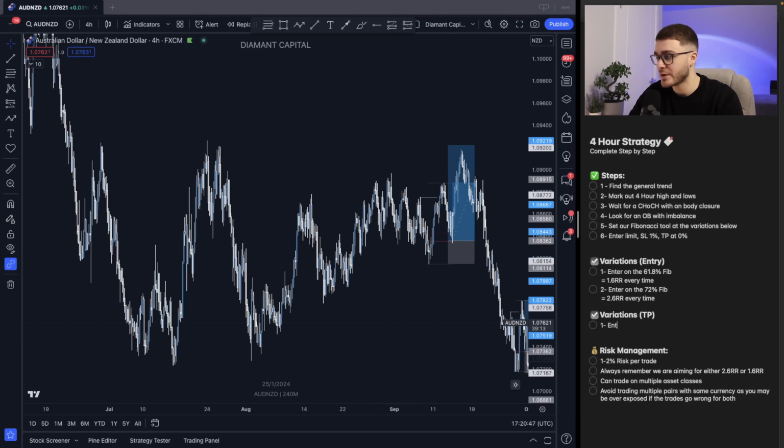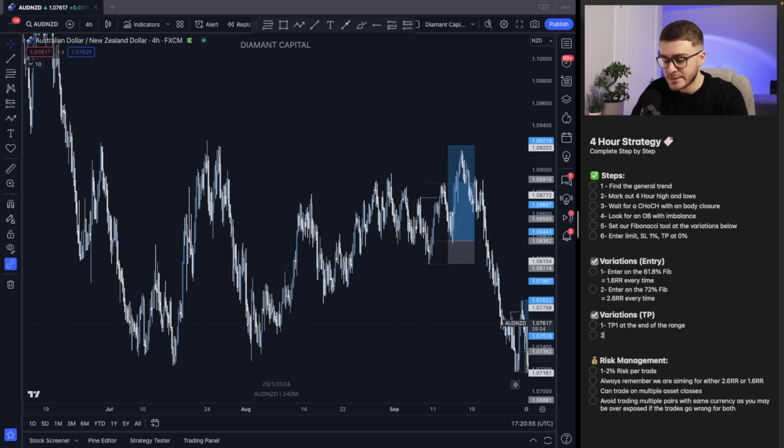So when we're talking about the variations over here, take profit 1 is always going to be at the end of the range. Take profit 2, if you'd like to do it, is going to be at any variable point in market structure. So this one is optional. Obviously, that's only if you want to extend your take profit.